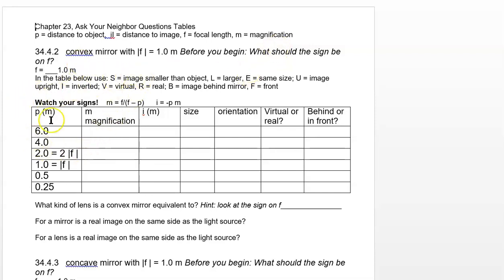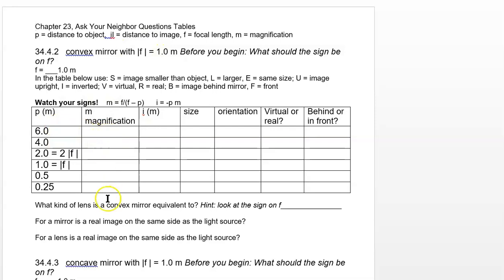Now, you're going to figure it out using some equations, and you can use these in your notes. The magnification is M = F divided by F minus P, and I is minus P times M. M is the magnification, P is the distance to the object, I is the distance to the image, and F, of course, is the focal length. Okay, and you plug in the magnification. We'll actually do the equation. Here you're given enough information to do it.